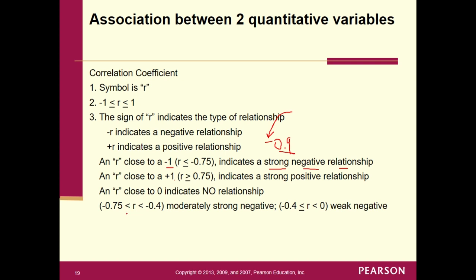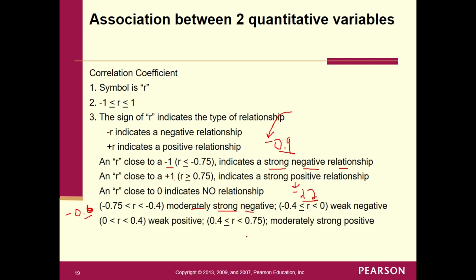So if you get an R between a negative 0.75 and a negative 0.4, so let's say a negative 0.6, what is that telling us? We got a moderately strong negative. Okay, it's not weak, it's not real strong, it's moderately strong. It's somewhere in between, right? But then once you start getting closer and closer to zero, say you get a negative 0.12, that's telling us, okay, we got a negative relationship, and the number's telling us, boy, it's pretty weak. It's pretty close to zero.